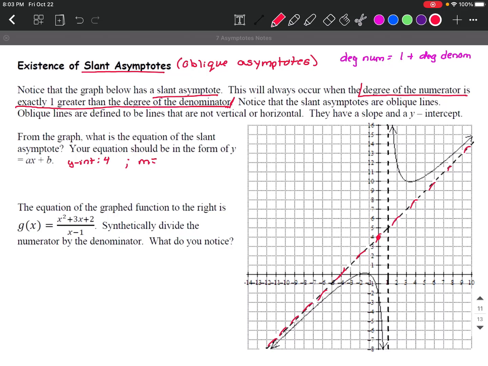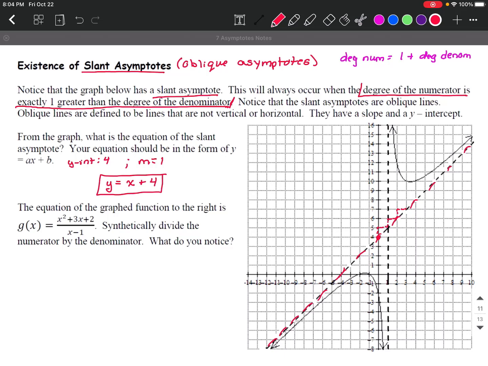It looks to me like it's going up 1 and over 1, up 1 and over 1, up 1 and over 1. So that slope is 1. So the line is y equals mx plus b, and the equation of the slant asymptote is y equals x plus 4.